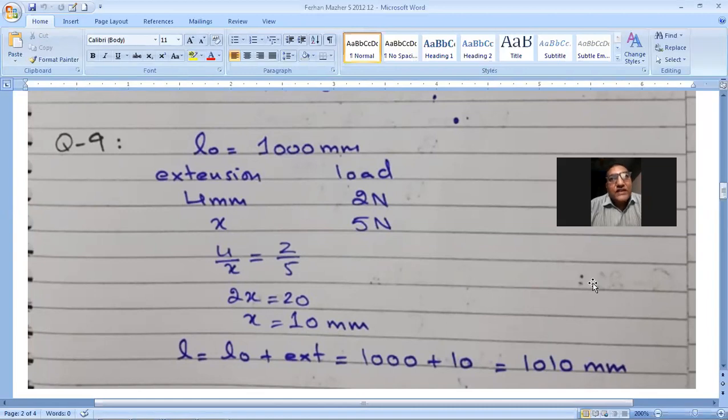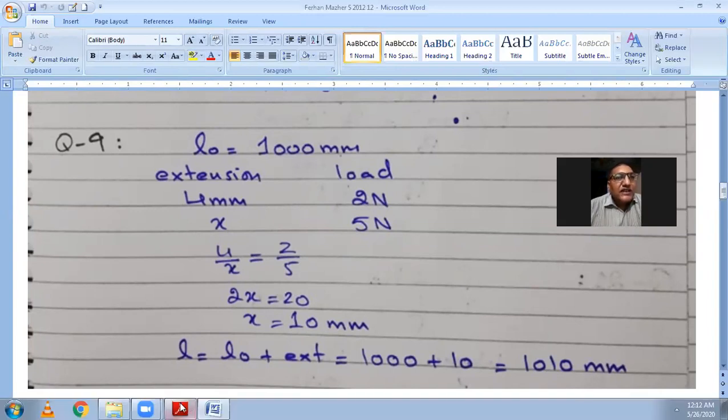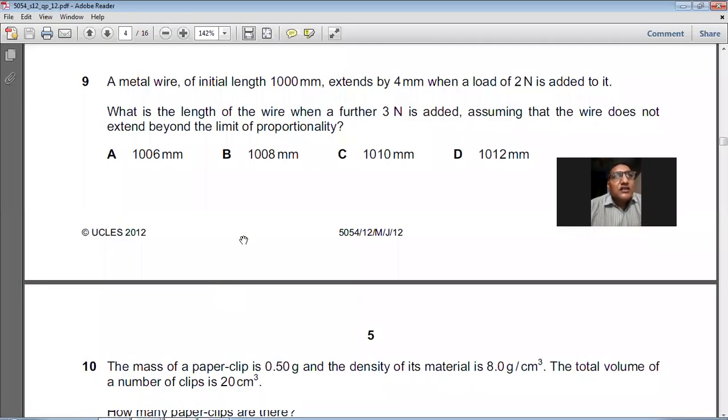I hope that you have understood it. 1010 millimeter, let's see what is the option. So C is the option. Question number 5, C is the right option.